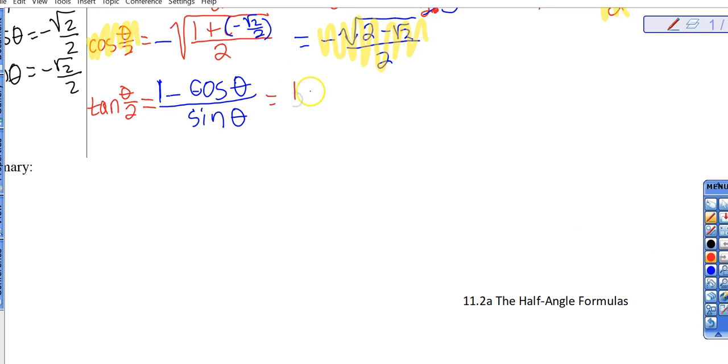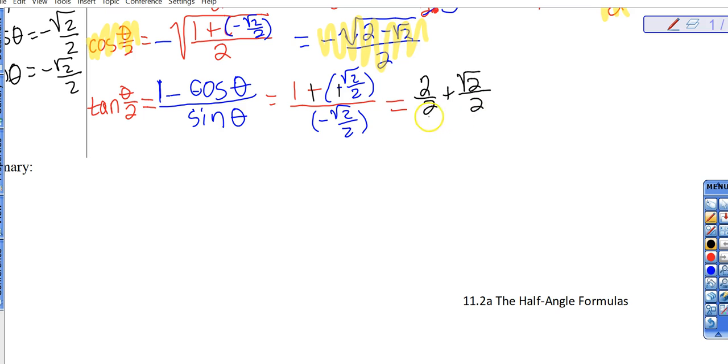So this looks like this: 1 minus, and your cosine of theta is negative square root of 2 over 2. And your sine of theta is also negative square root of 2 over 2. See how this one's a little more simple? Okay, so it might be a better option. And I think in my numerator up here, I'll go ahead and change it, and I'll rewrite it as 2 over 2 plus the square root of 2 over 2. And if you recall, we've already pretty much solved that. Over negative square root of 2 over 2.